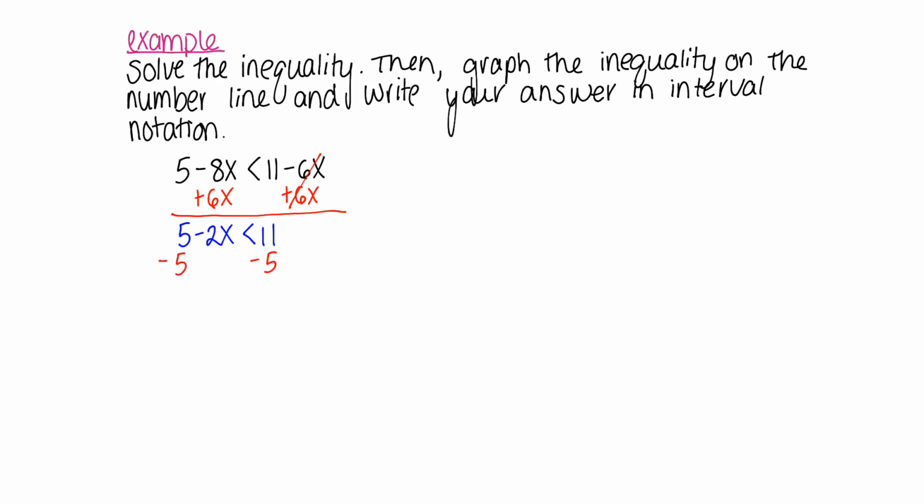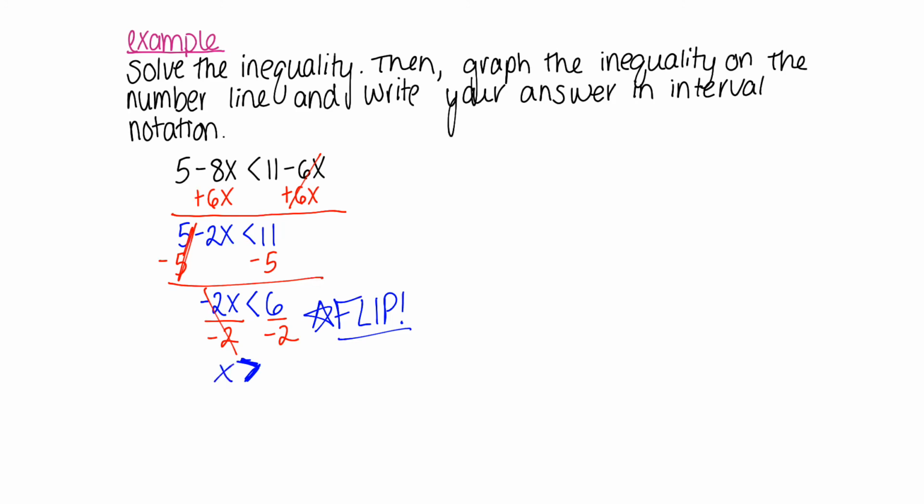Now I'm subtracting 5 on both sides. That will cancel these, the negative 2x comes down. 11 minus 5 is 6. We have negative 2x is less than 6. To get rid of the coefficient on x, I need to divide both sides by negative 2. But when you divide by a negative, you do need to flip your inequality. It was pointed towards the left. Now it's going to point towards the right. Those negative 2's cancel. I have x is greater than 6 divided by negative 2, which is negative 3. So x is greater than negative 3 is your answer here.